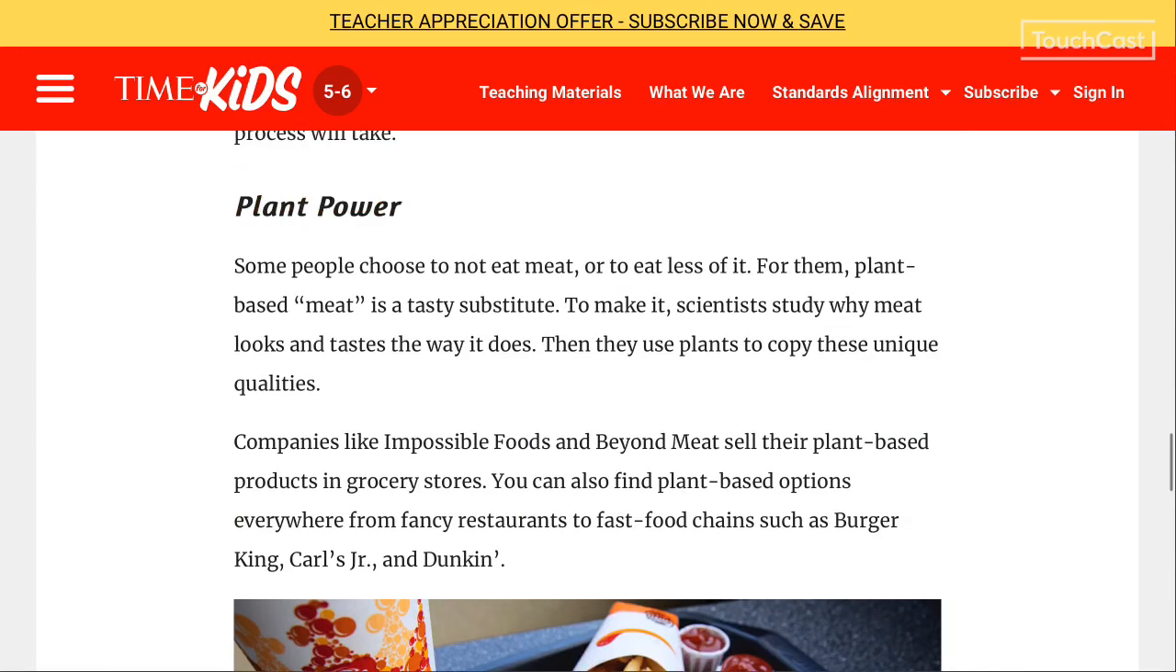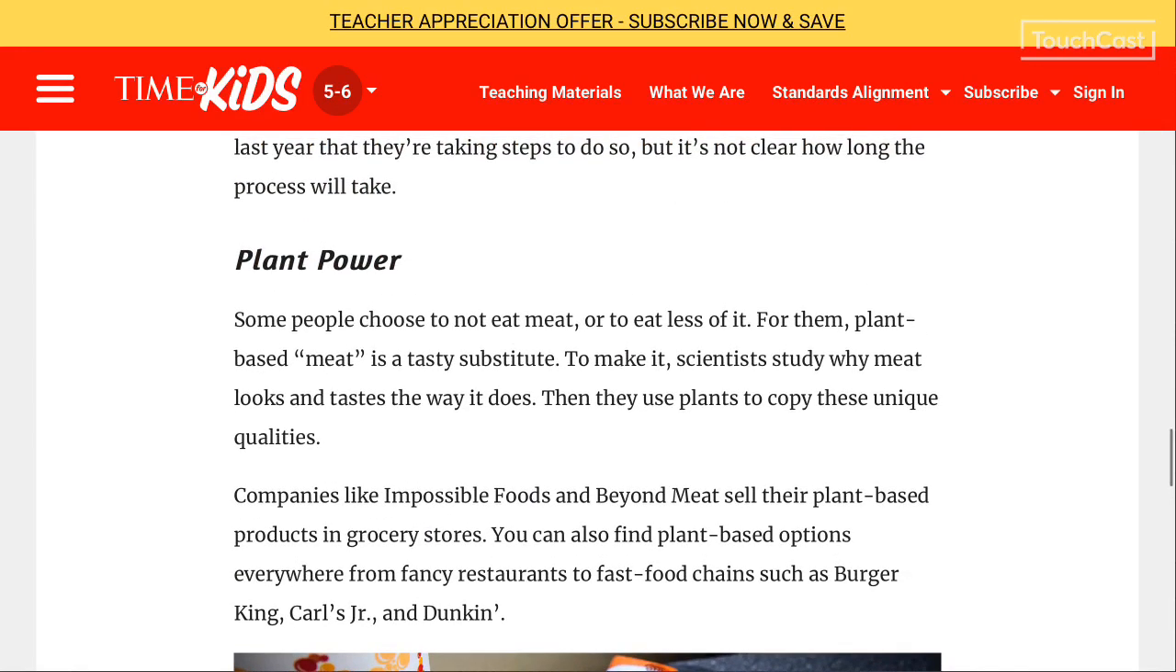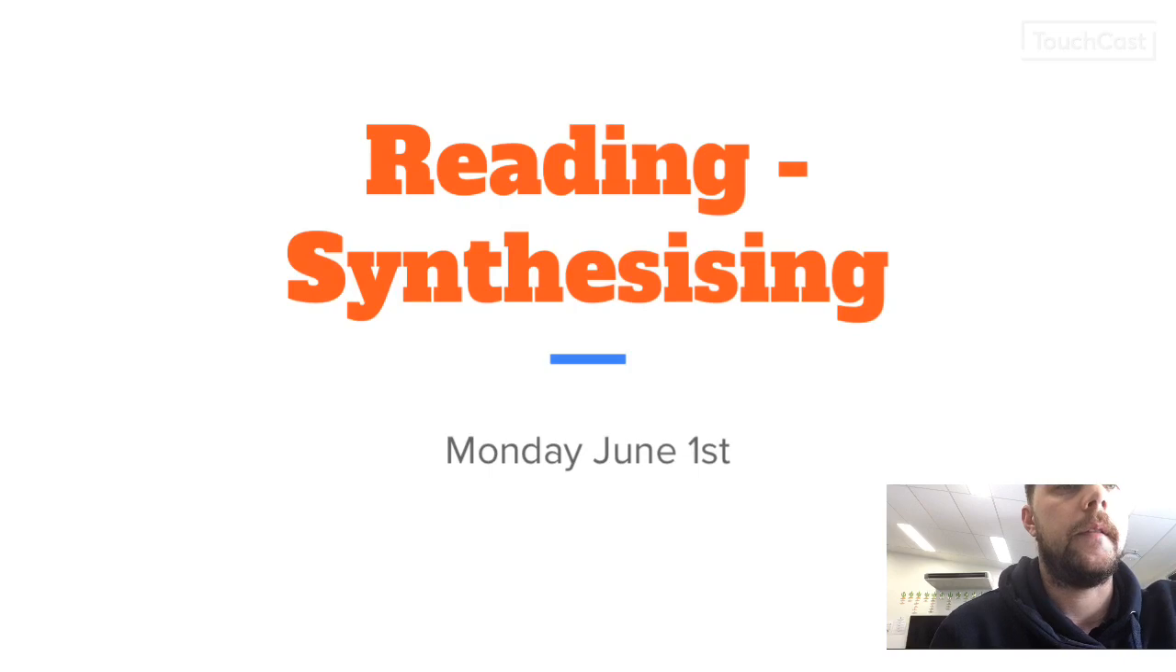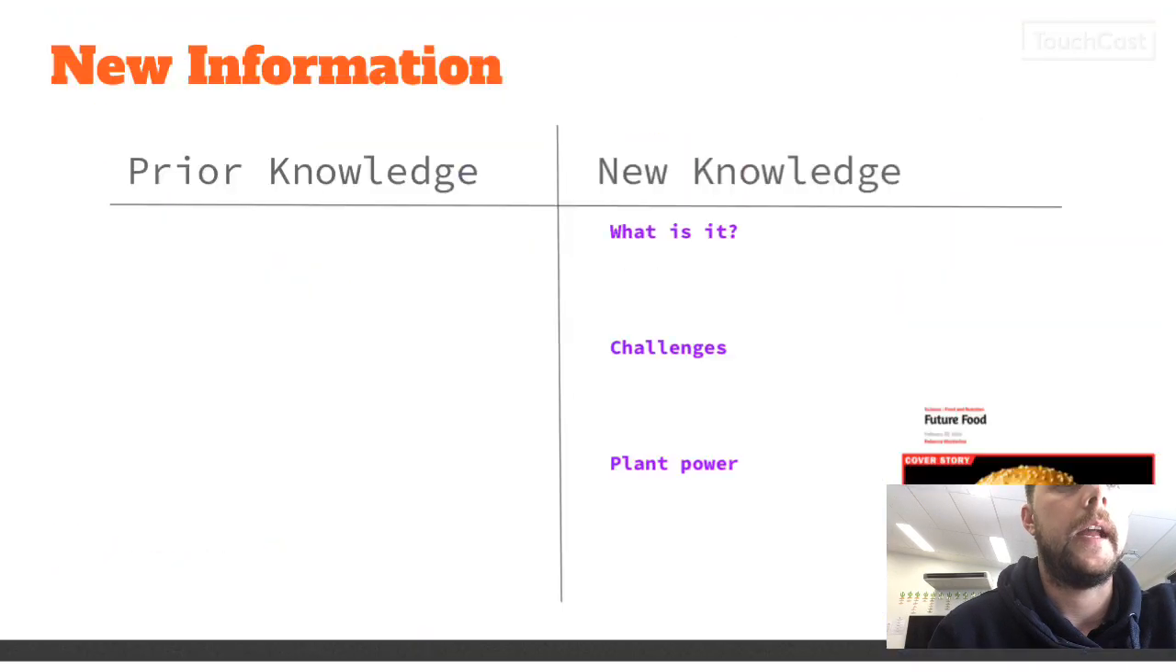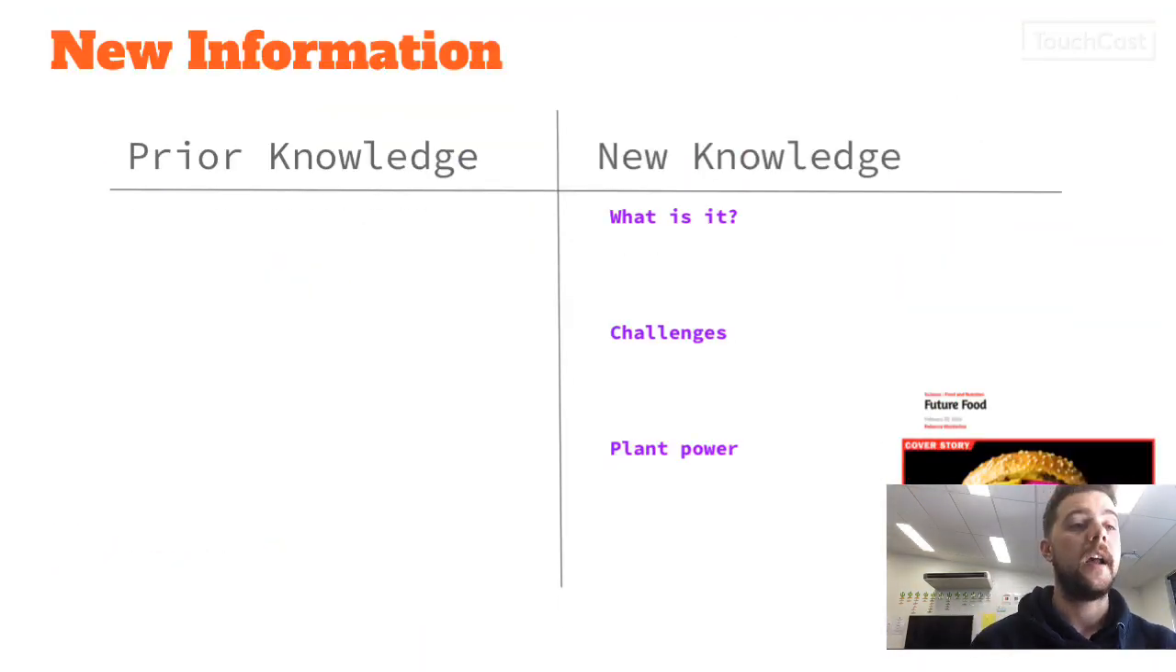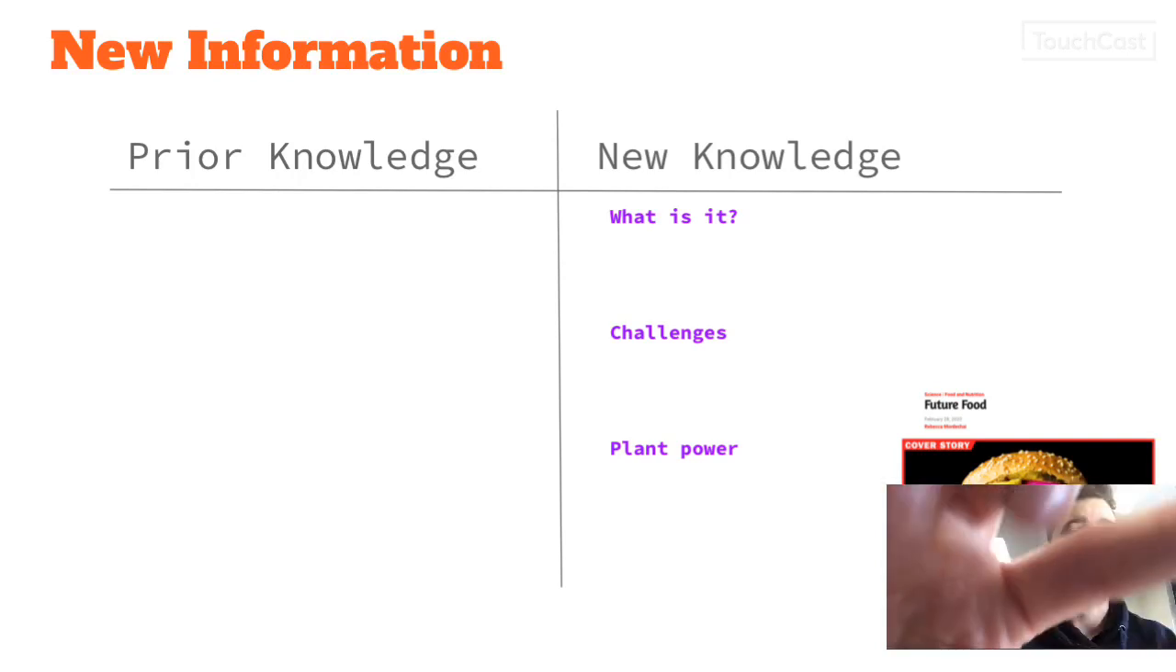All right, so having read that article, you now need to record any new learning, any new information that you've learned from it, and I want you to work out which subheading that I provided before it fits best under. So if we have a look again, we've got "what is it", challenges, plant power. You should already have that drawn up in your book anyway.